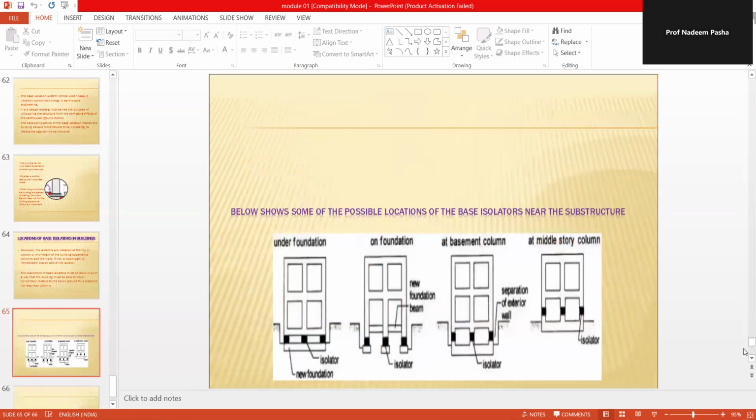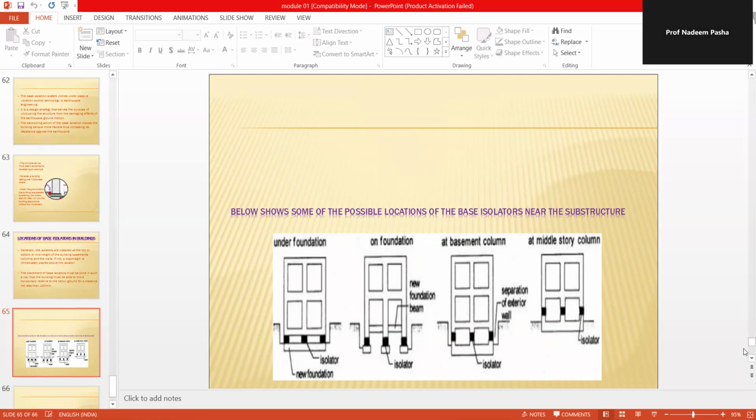Now, below are examples which show some of the possible locations of the base isolators near the substructure. As we have discussed, base isolators are provided at the substructure or at the basements. So in the first figure, if you see, the isolators are provided under the new foundation. Above the new foundation, this black portion is nothing but your isolator. This is the case of under foundation.